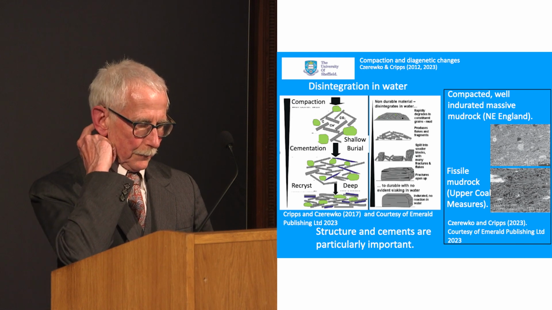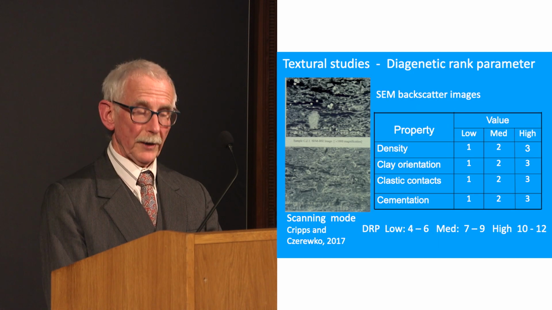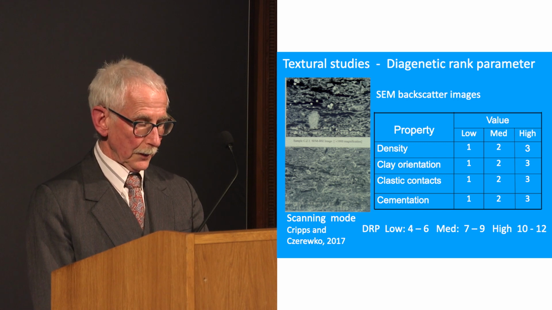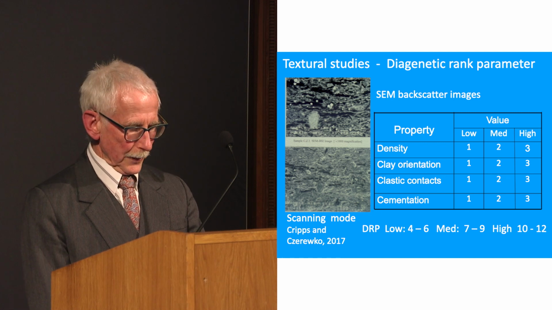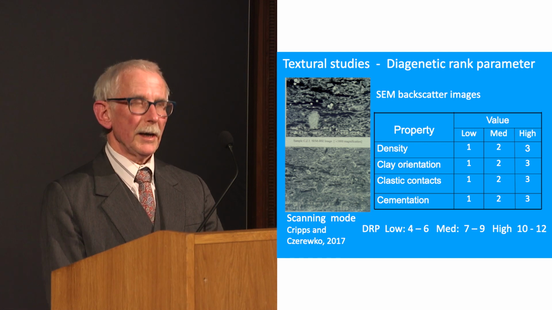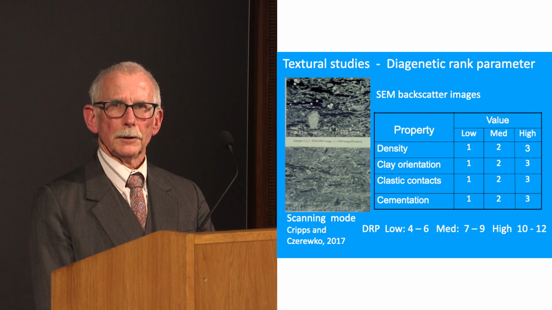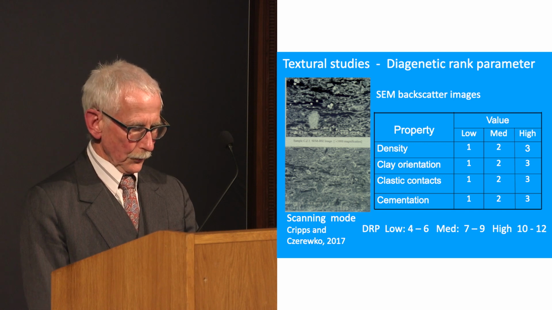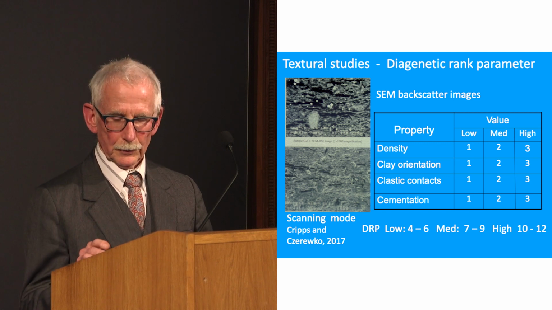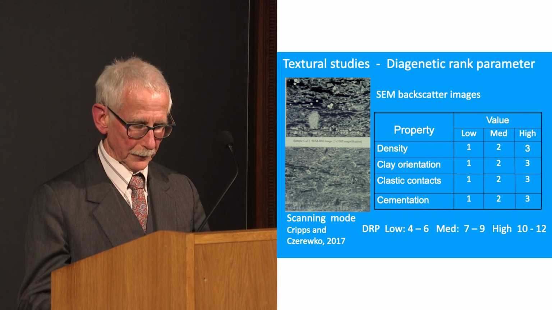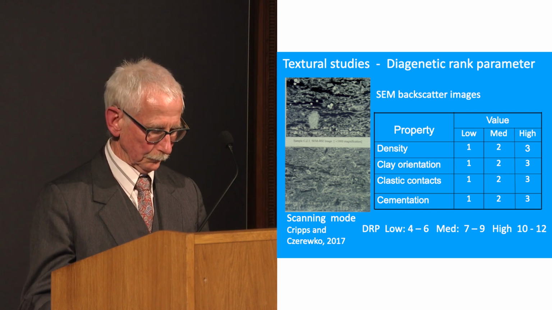This is a slide which shows textural studies used in the assessment of the diagenetic rank from scanning electron microscopy images, with ranking of the density, alignment of clay particles developed during burial, contacts between grains, and intergranular cement formation being summed in the table there, according to the scores, to provide an indication of diagenetic rank. And in a moment or two, I'll talk about how that process, or that system of working out the diagenetic rank, was tested.